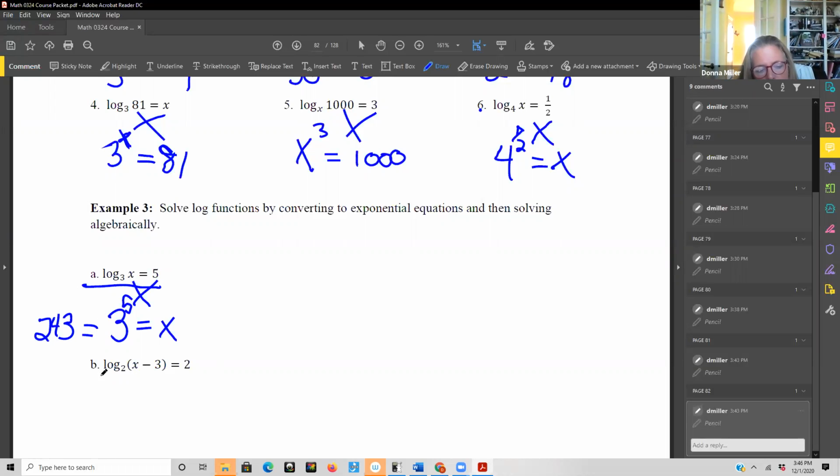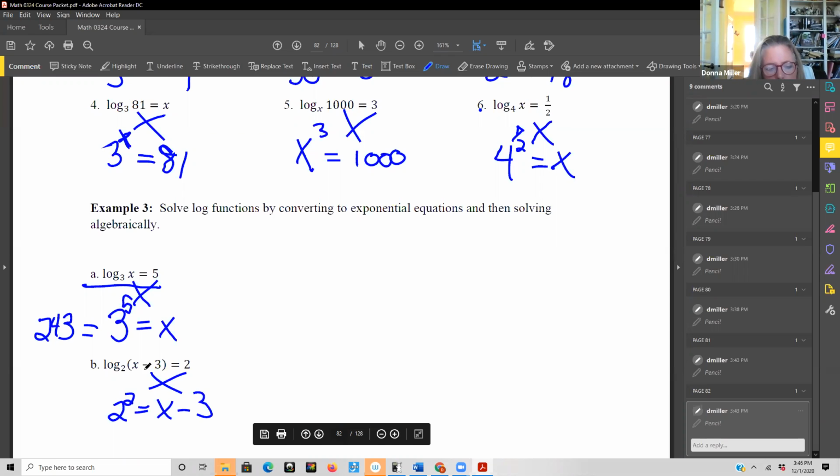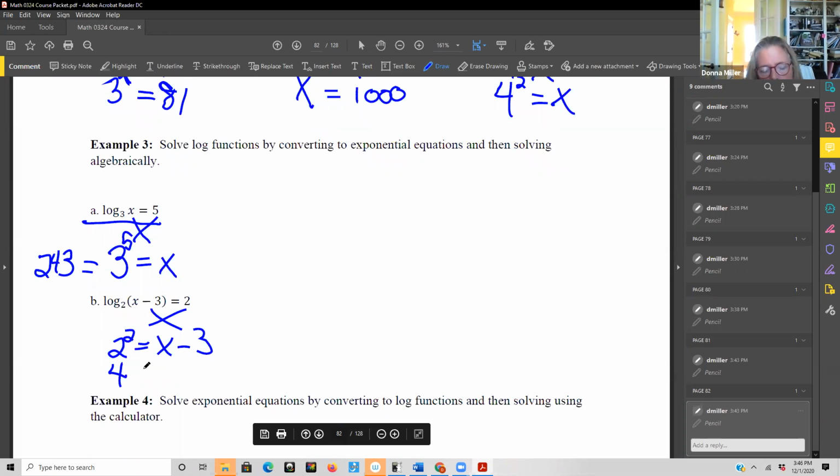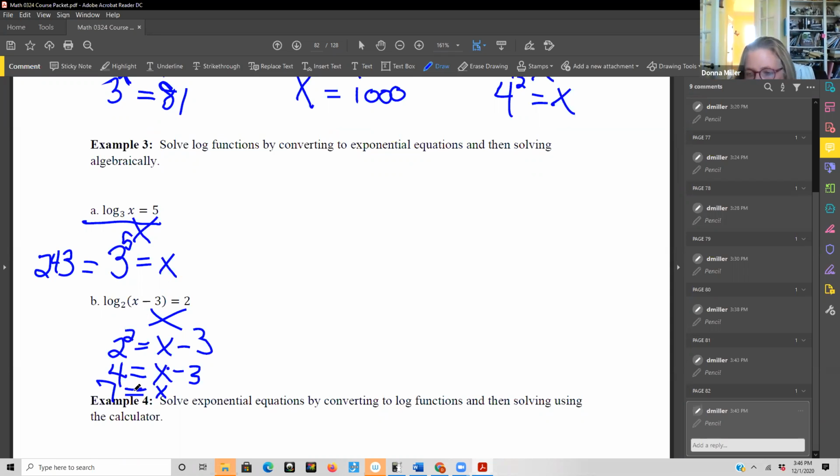So like this guy here, I'm going to keep the base. The base is 2. I'm going to switch these. So 2 squared equals x minus 3. And this is something that I can solve now, right? Because 2 squared is otherwise known as 4. And then if I add 3 over, I'm going to get x is 7. So you can get rid of a log by writing it in exponential form. What that does is help you solve log equations.